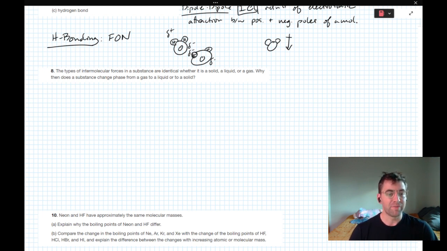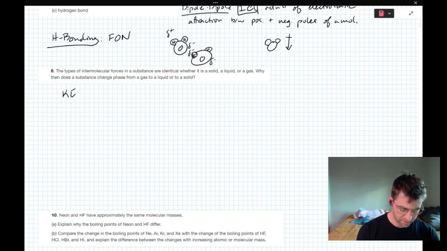So the types of intermolecular forces in a substance are identical, whether it's a solid, a liquid, or a gas. So the forces that we just described carry through regardless of state. So why then does a substance change phase from a gas to a liquid or a solid? We kind of hinted at this. Well, not hinted at this. This is the definition, right?